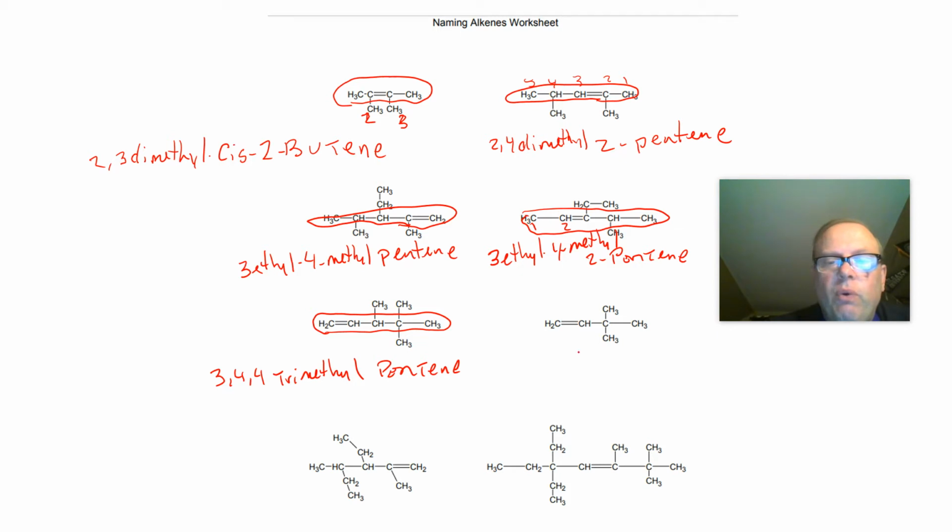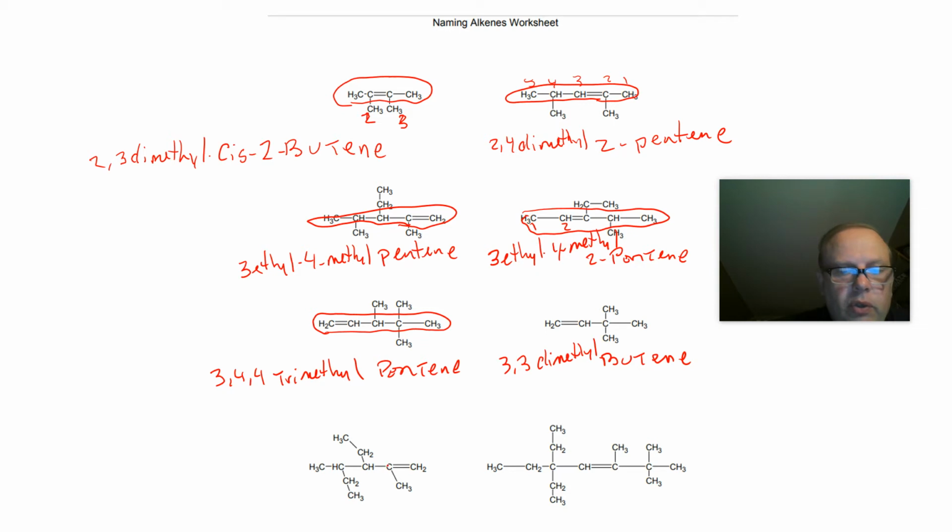1, 2, 3, 4. And so it's going to be butene. No reason to say 1-butene. And it is going to be 1, 2, 3. So it's going to be 3,3-dimethyl because there's two methyl groups. I'm going to say what they are. Okay.